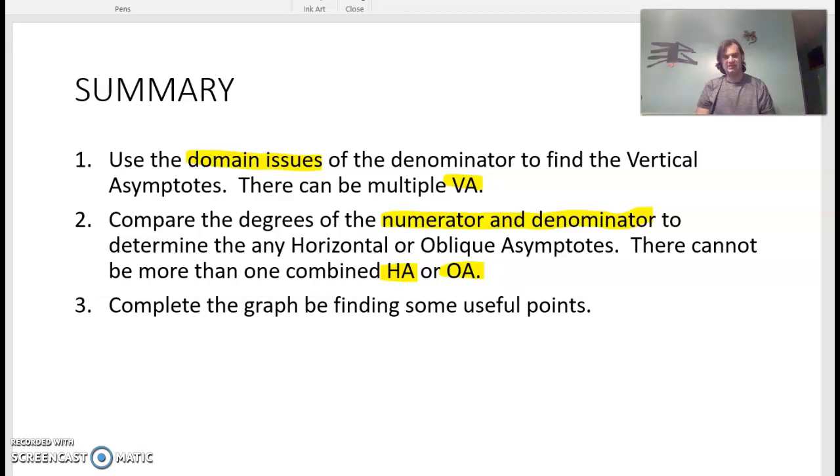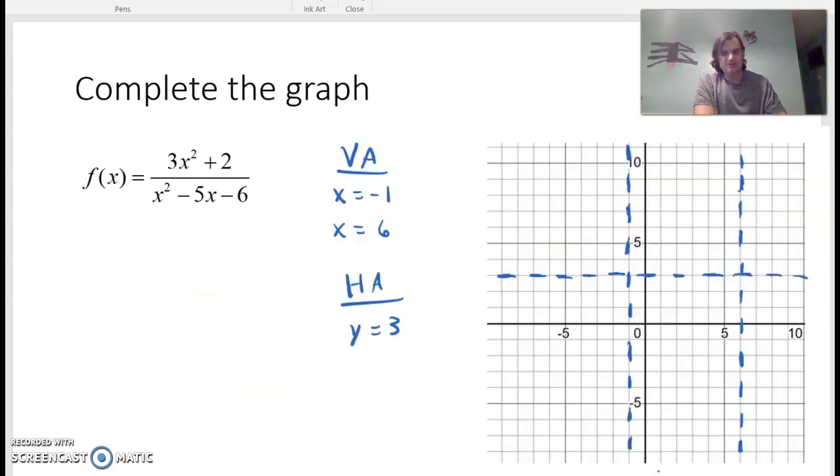Okay, and then we need to actually kind of make our graph. So that's what we're going to focus on here. So the first one we're going to deal with is the function 3x squared plus 2 all over x squared minus 5x minus 6. And we've already figured out that we have vertical asymptotes at -1 and 6 and a horizontal asymptote at 3, and those are on the graph.